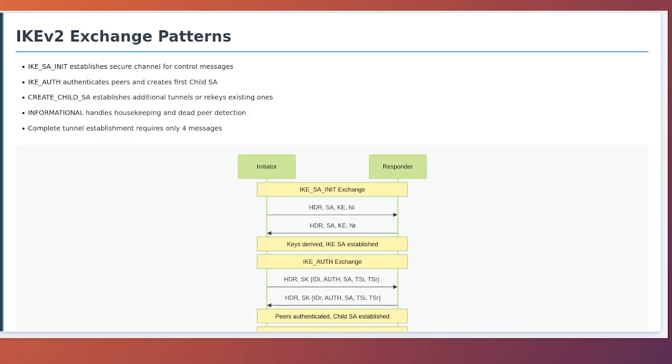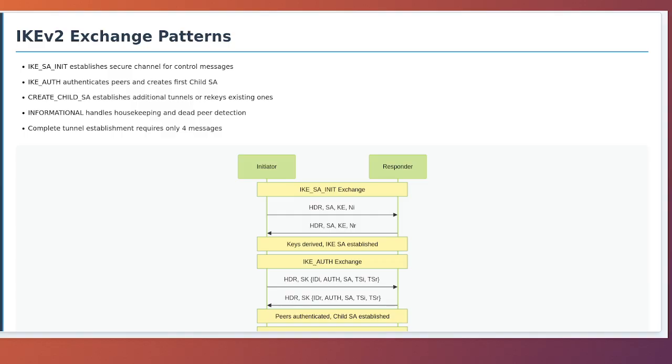IKEv2 exchange patterns. IKE version 2 uses a specific pattern of message exchanges to establish secure tunnels. Understanding these patterns is essential because they define the exact sequence of operations that occur when two VPN endpoints connect. The exchange patterns in IKE version 2 are much more streamlined compared to IKE version 1, which is one of the major improvements in this protocol version.